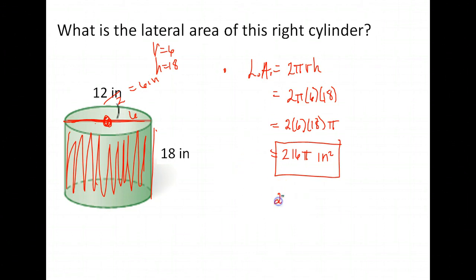If they want it rounded to the nearest decimal place, go ahead and do the 216 times pi, and you would get 678.58 square inches. Again, both correct answers, just depends on what form they wanted it in.